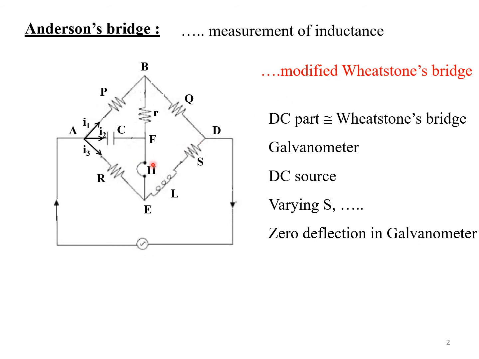That means a certain amount of current enters this particular junction A. It divides itself into 3 different branches, namely I1, I2 and I3. At a particular value of the ratio of the resistors, it so happens that the potential at F is equal to the potential at E. Therefore, no current flows through this particular galvanometer. In that particular condition, the bridge is said to be balanced.